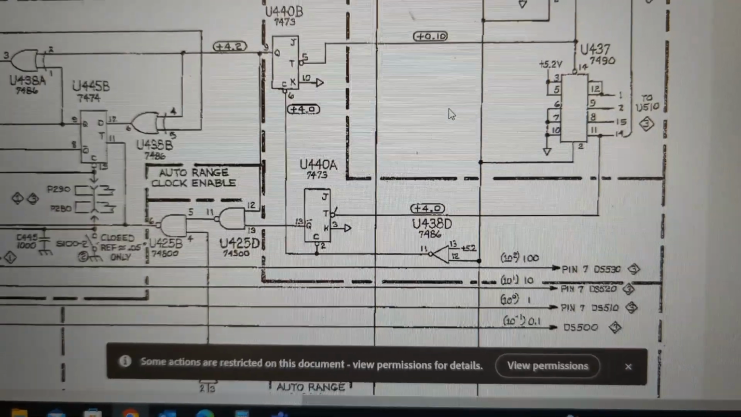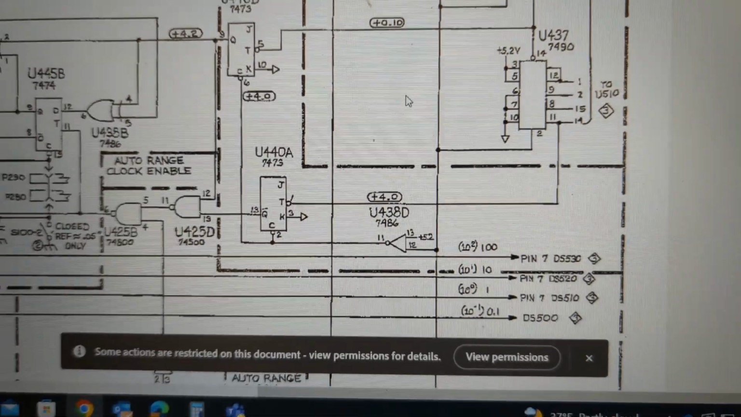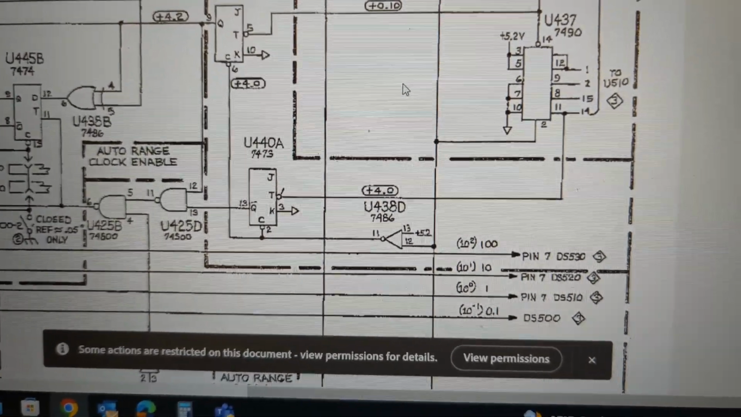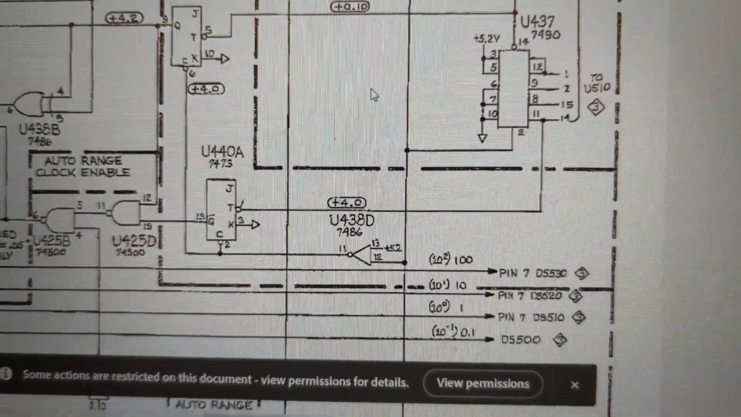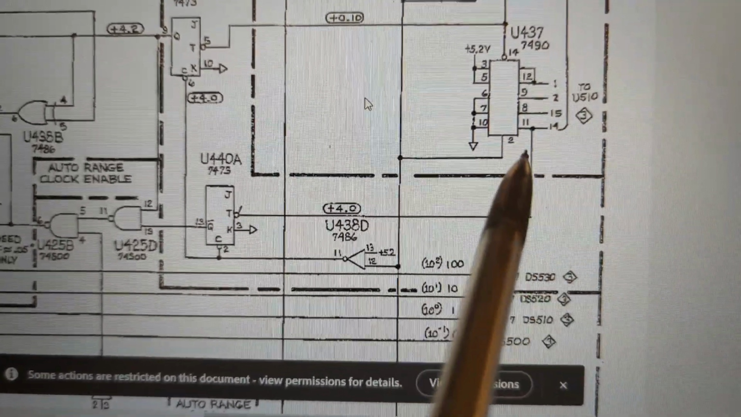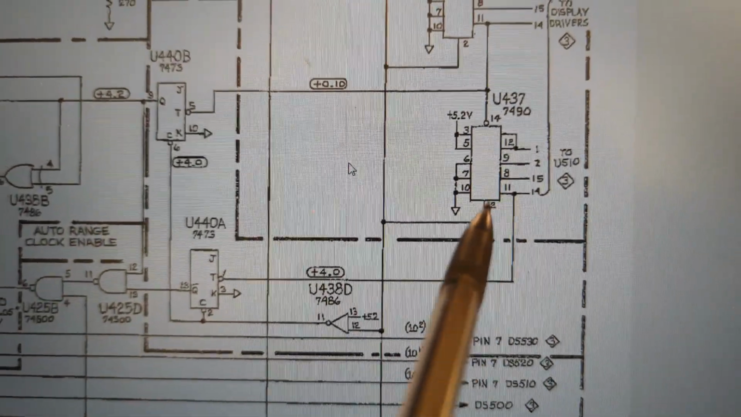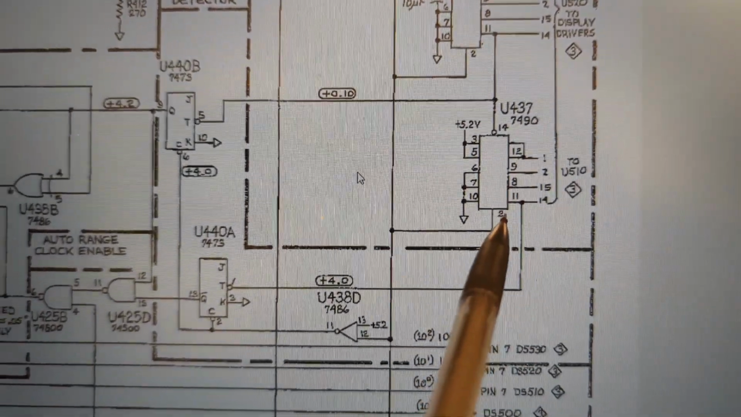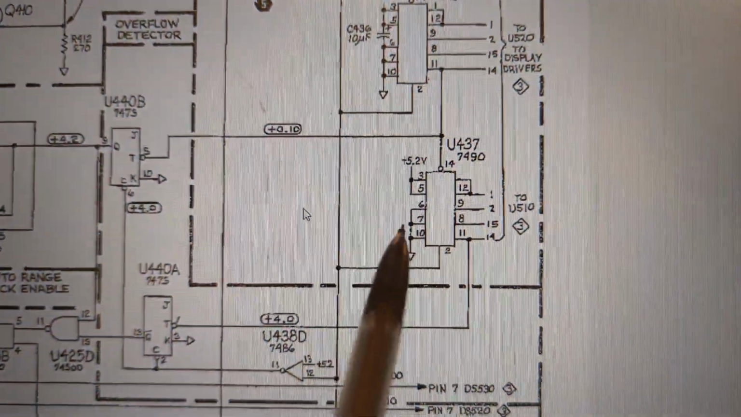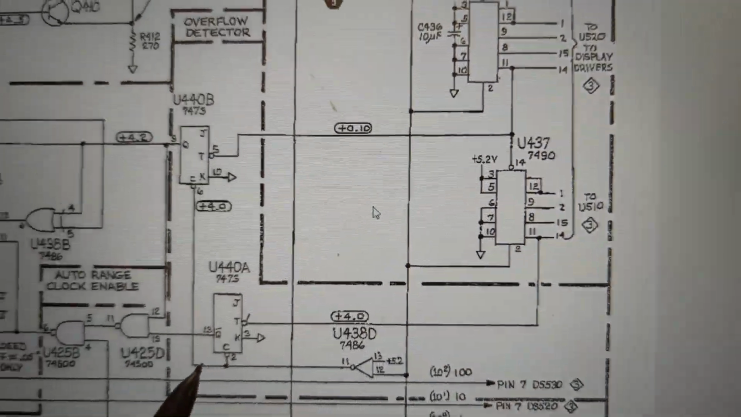Okay, so I did look through the remainder of the circuit description for the counters and the display, and it wasn't really all that helpful, at least to me, so I decided to go back to the schematic and see what I could find. One of the things I noticed is from this trace to U437, which is one of the counters that connects to the display drivers, you see this trace here, from pin 11 to U440A.